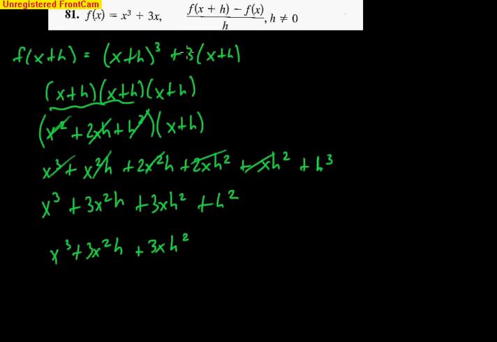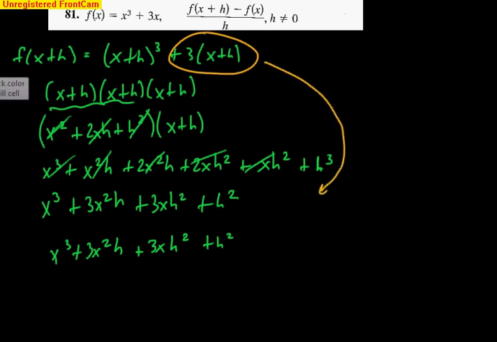See this? I haven't touched this yet. So this is just evaluating x plus h into f. So we have what x plus h cubed is. It's this. And then we need to bring down this guy. And this guy, when we distribute, becomes plus 3x plus 3h. And this is what f of x plus h is, this thing.